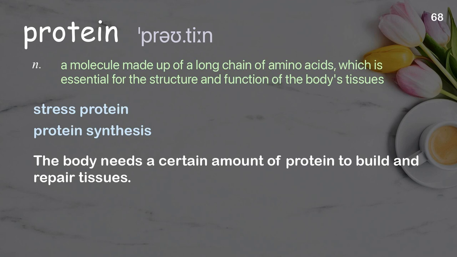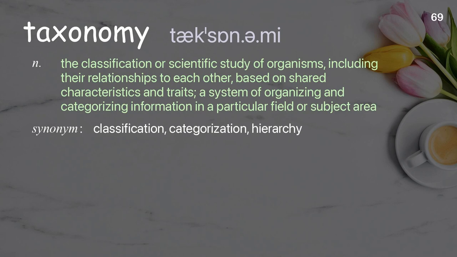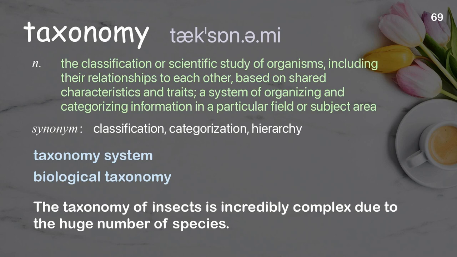Taxonomy. The classification or scientific study of organisms, including their relationships to each other, based on shared characteristics and traits, a system of organizing and categorizing information in a particular field or subject area. Examples: taxonomy system, biological taxonomy. The taxonomy of insects is incredibly complex due to the huge number of species.